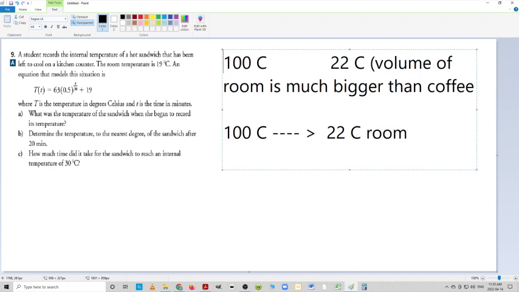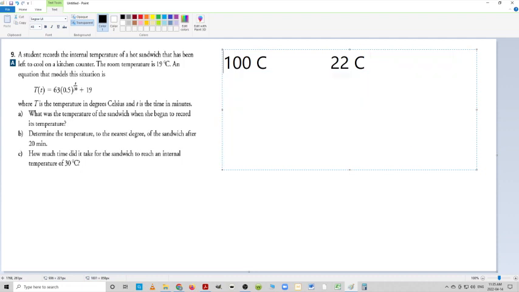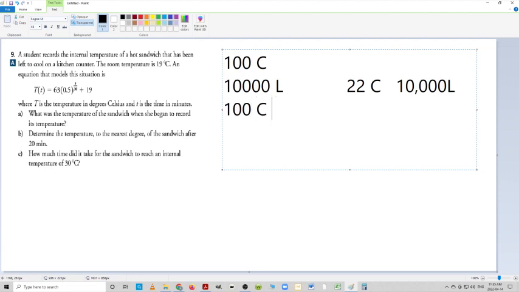Now, interestingly, if I put a cup of coffee that was 10,000 liters in a room that was also 10,000 liters of air, even though this isn't quite accurate, the coffee will cool down, but the room will heat up, and they'll meet somewhere in the middle because they have equal volume, so there's equal weight to their values. You add them together, 122 divided by 2. They're both going to reach a temperature of about 61.